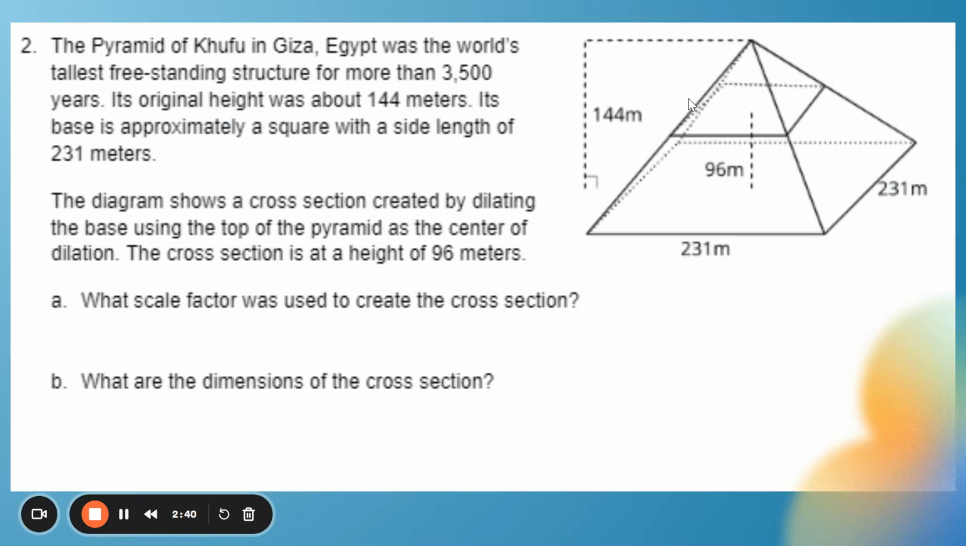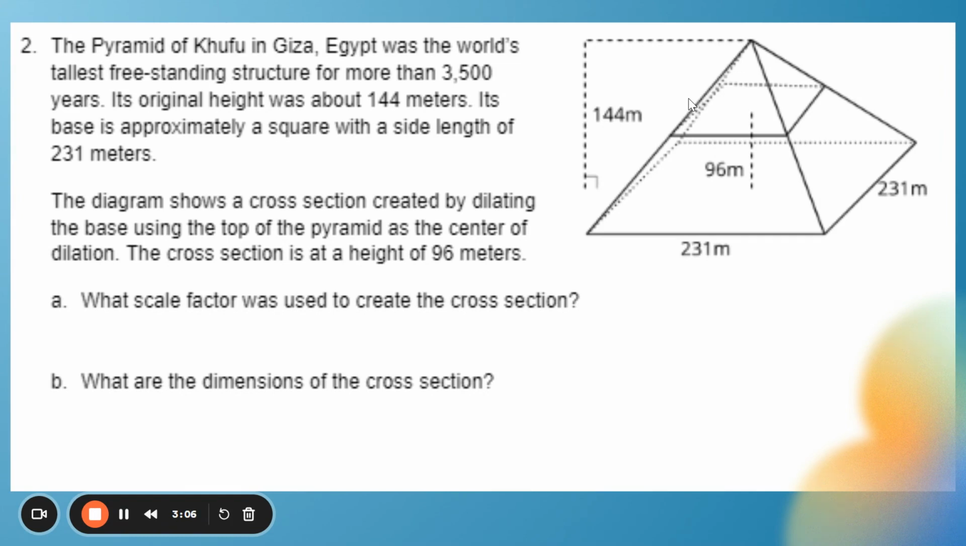Here we are working with a pyramid in Egypt. Pyramids are really cool because we can actually see the different levels and maybe see the plans if it's been mapped out. So here we have a nice diagram for us to use. The first question is saying, what scale factor was used to create the cross-section? That cross-section is the one in the middle. That is about 96 meters higher than the base.